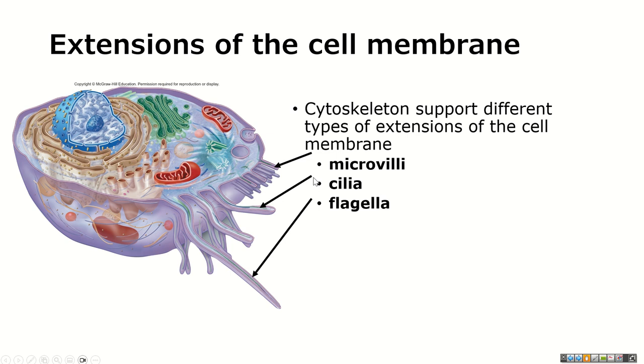Now, this diagram makes it look like you see these three on the same cell, and we don't. But this is the only diagram I could find that showed all three of them. So here you go. Three types: microvilli, cilia, and flagella.